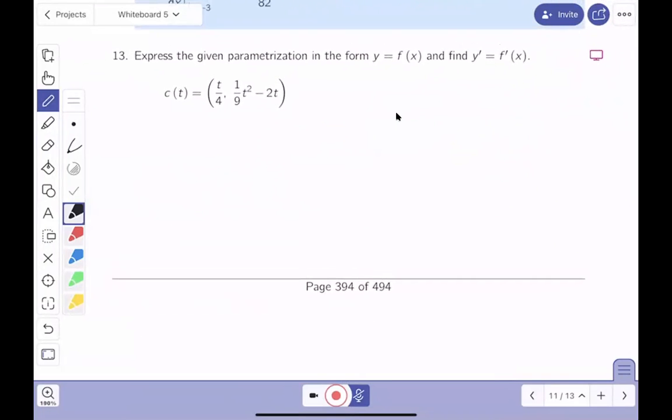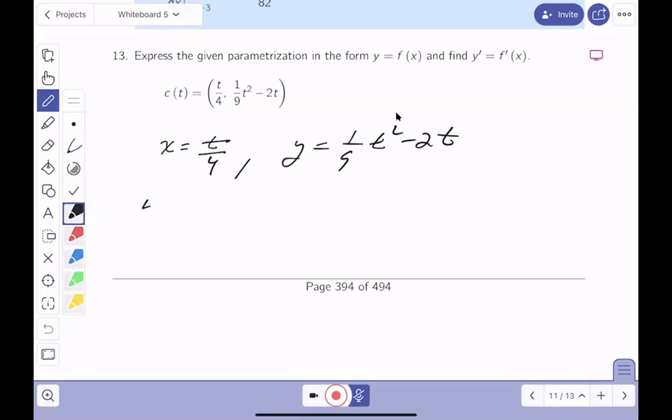Express the given parametric form. Let's do it. Not so bad. So what do you get over here? X equals t over 4. They want it just as a function now. And y is equal to 1/9 of a t squared minus 2t.